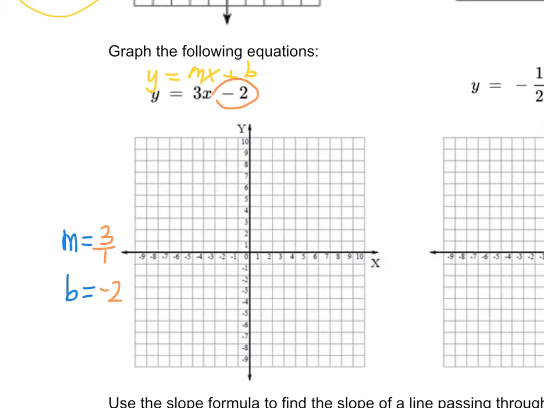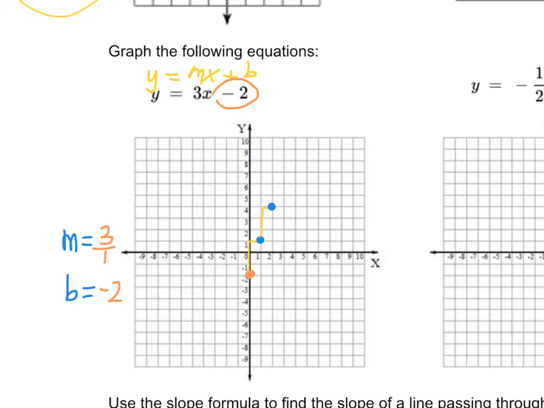Now, when we go to graph the equation, begin at the b and put a point. Our b is -2, so we put a point right there at -2. Then, from that point, you rise and run. We're going to rise 3, 1, 2, 3, and run 1. And then we put another point. Continue this pattern, rise and run. Rise 3, run 1, put another point.